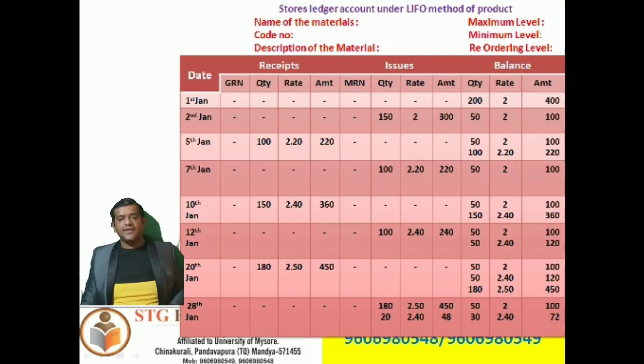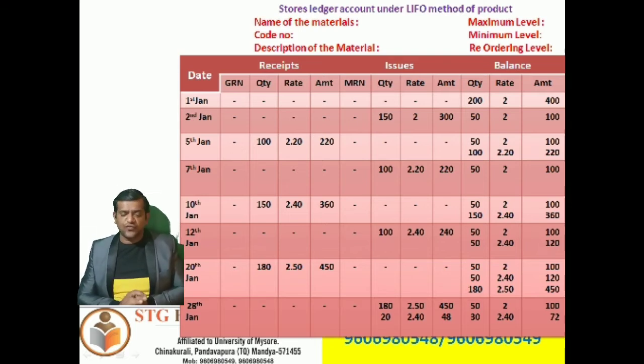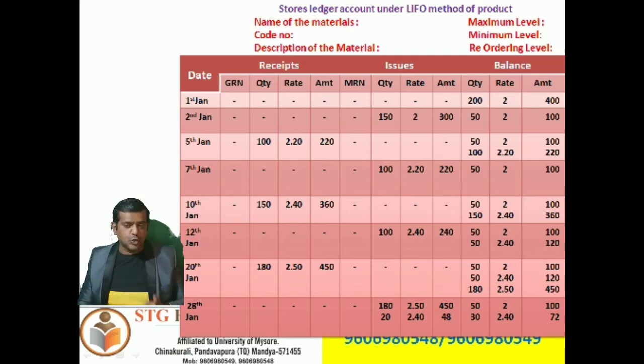On 12th January, again receipts are nil, nil, nil for all the columns, that is GRN, quantity, rate, amount, and issues. MRN is also nil, but under quantity 100, 2.40, that comes to 240 rupees. So the balance will be 50 at rupees 2 each, 100, and further 50 at rupees 2.40, that is 120. Then 180 units at rupees 2.50, 450.